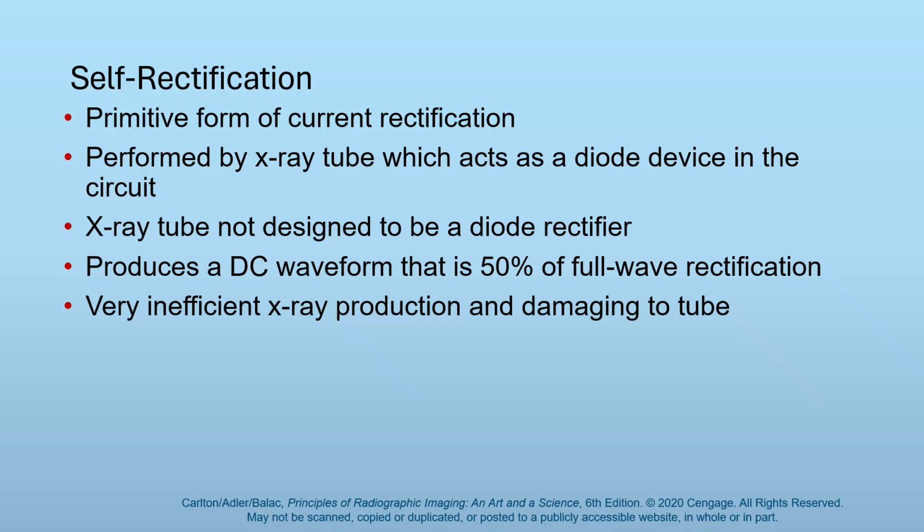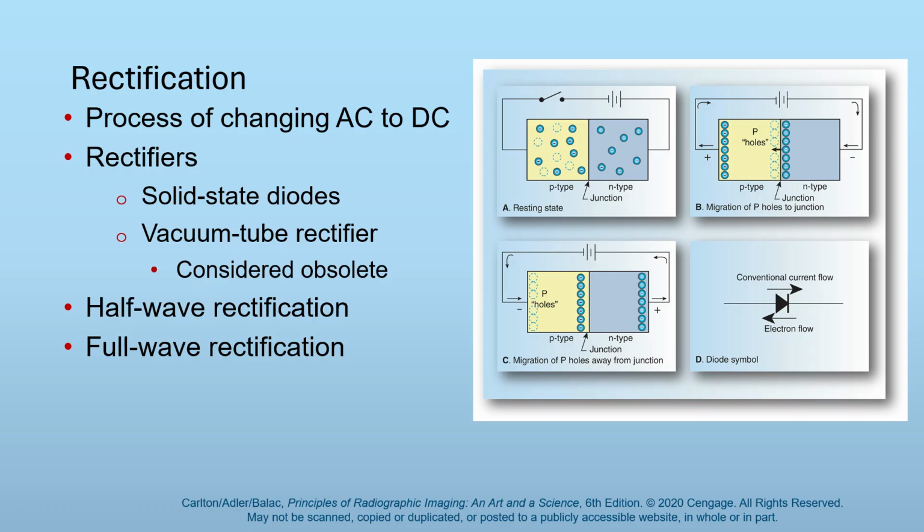The efficiency of the X-ray production is not as good as doing something different than this, and so we don't do this anymore. Okay. So we always rectify. Okay. So when we first figured out rectification, we said we just need to stop the current from reaching the tube so we don't damage the tube. So the first version of rectification was half wave rectification, okay?